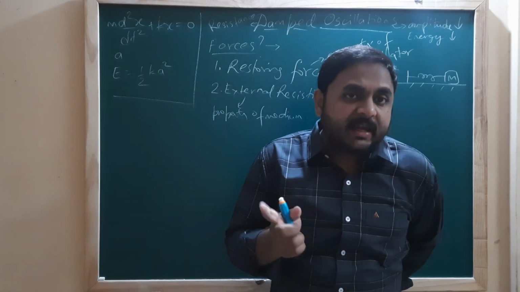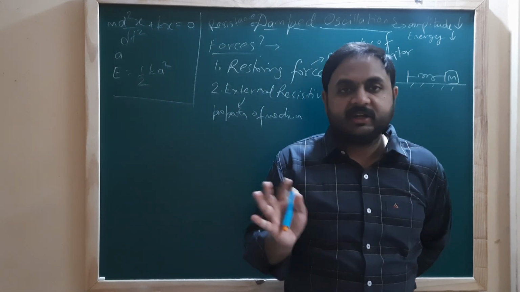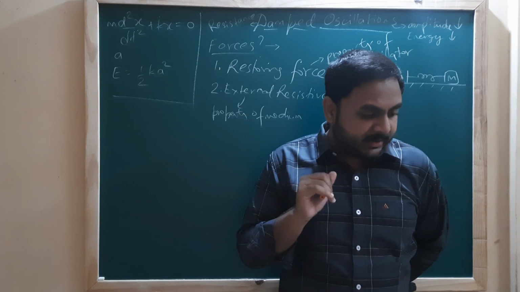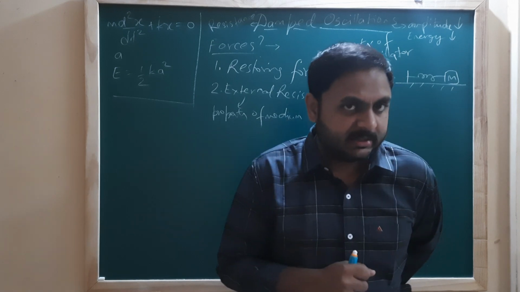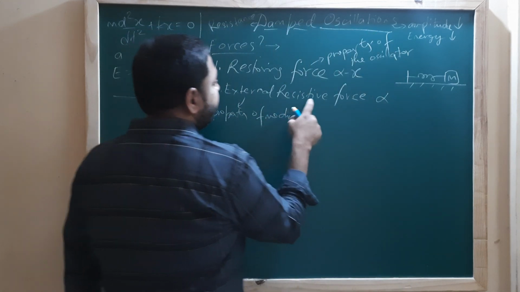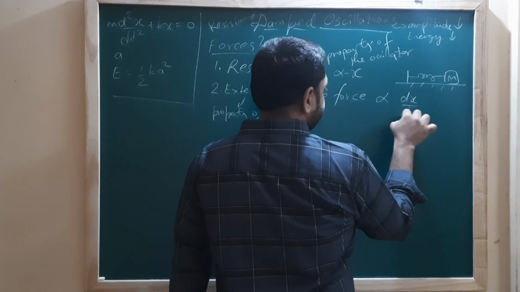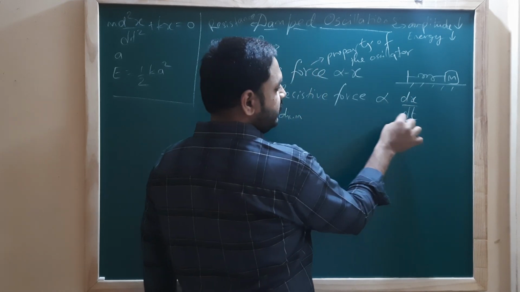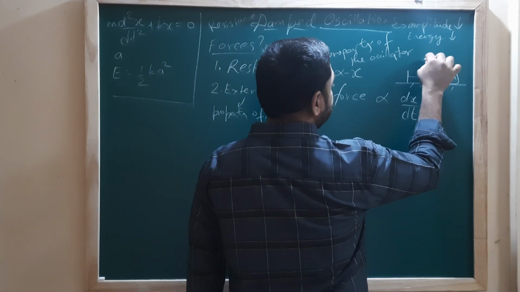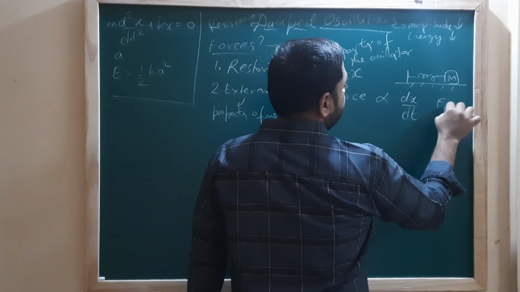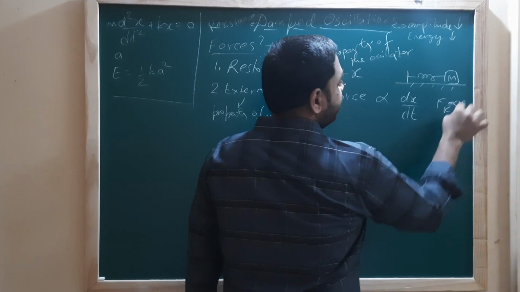But we cannot solve for all different kinds of resistive forces. So what we do is, we take one particular approximation and we say that the resistive force is proportional to the velocity. This is nothing but the velocity. So the resistive force is proportional to the velocity.